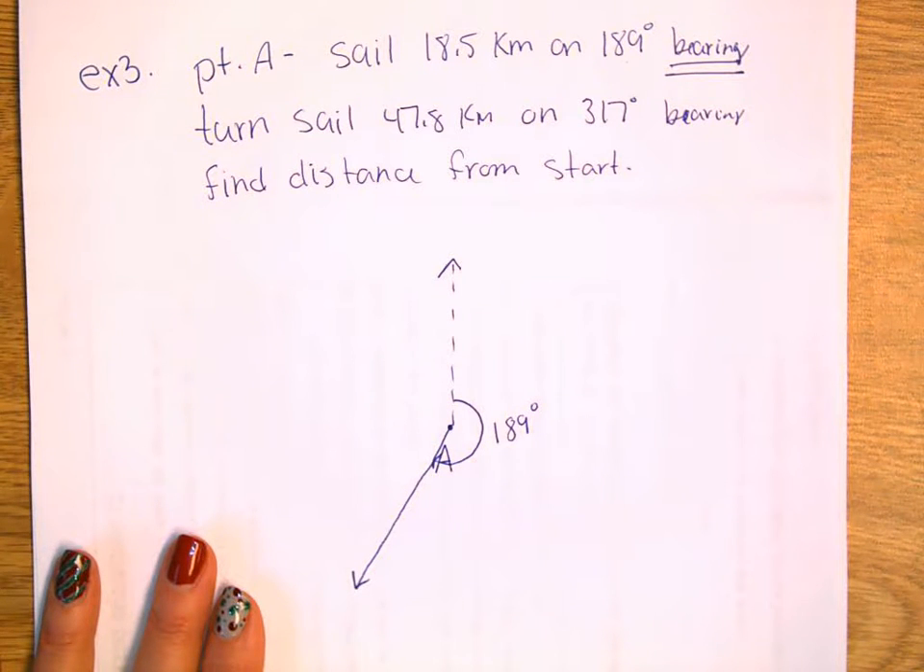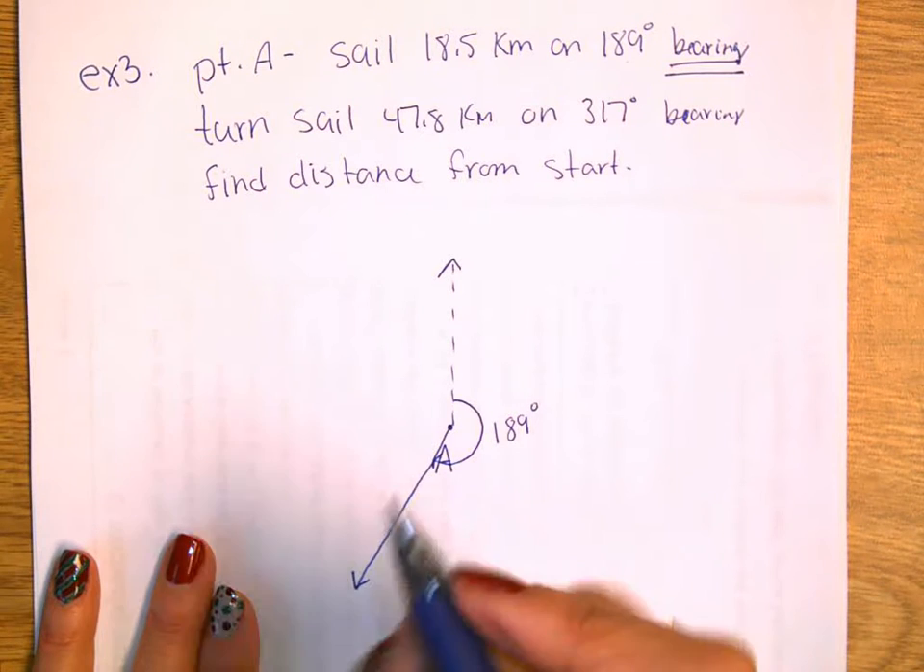From the north, I got to turn 189 degrees. What direction would I be going? What don't you get? Well, because bearings are always from the north and clockwise. Always. North and clockwise. Okay.